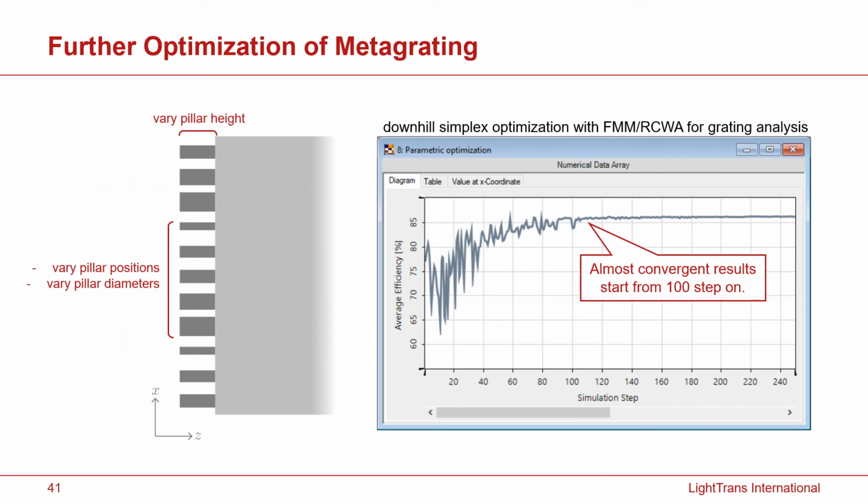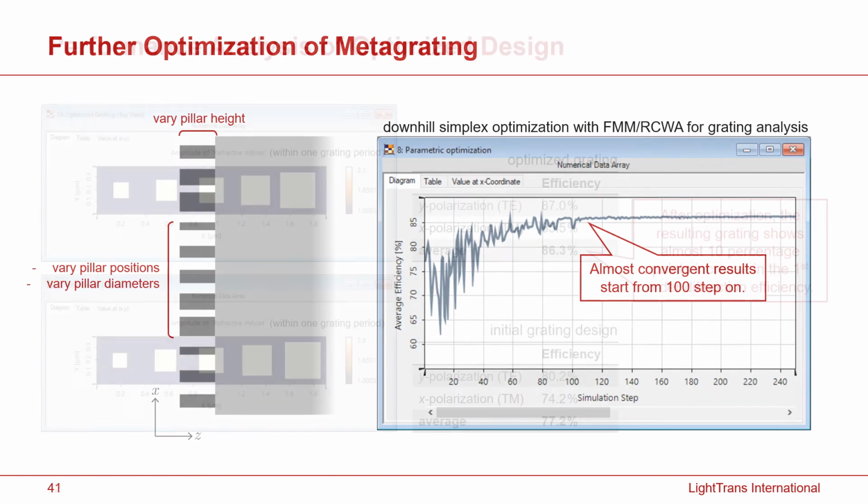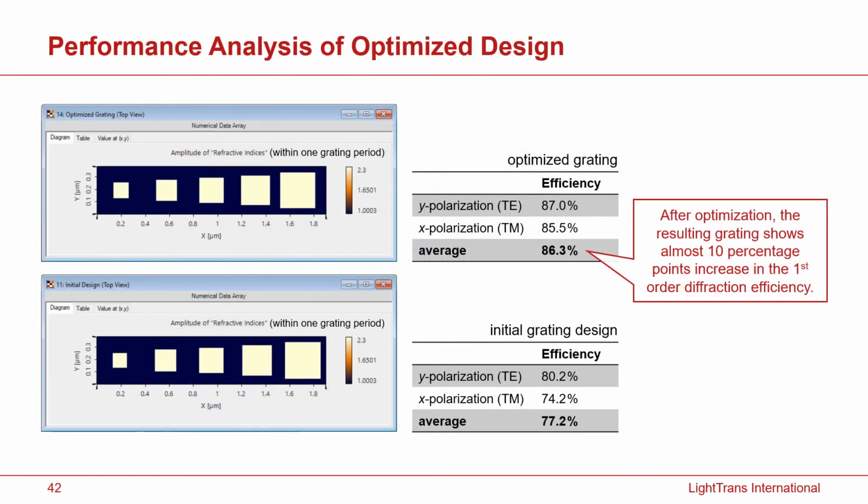But that is not yet the optimized result. For example, it's known that when you make up these metagratings, there's still space to optimize them. Therefore, we choose to vary the pillar heights, the pillar positions, and pillar diameters. And here you can see, by using RCWA as a kernel together with the downhill simplex optimization, we can further increase the diffraction efficiency from about 77% to over 85%. Now here we're just showing the result before and after the optimization as a comparison.